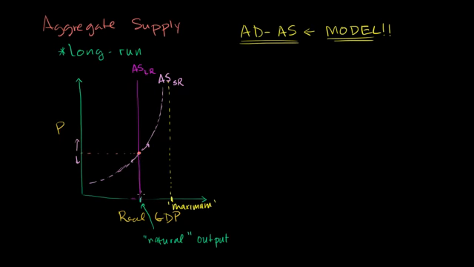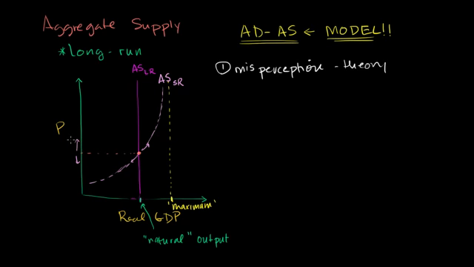Now let's think about what are plausible justifications for an upward sloping aggregate supply curve. The first one is often called the misperception theory. And it kind of makes sense to me. Let's think about the situation where aggregate prices are going up.